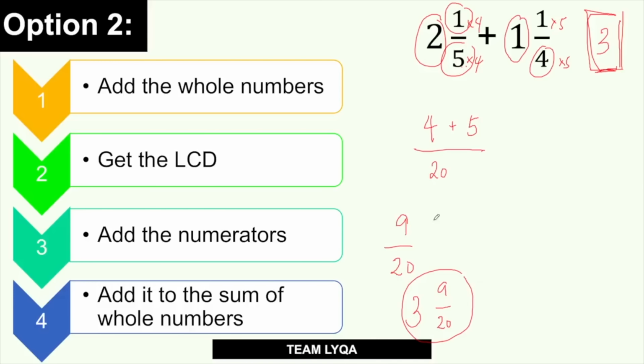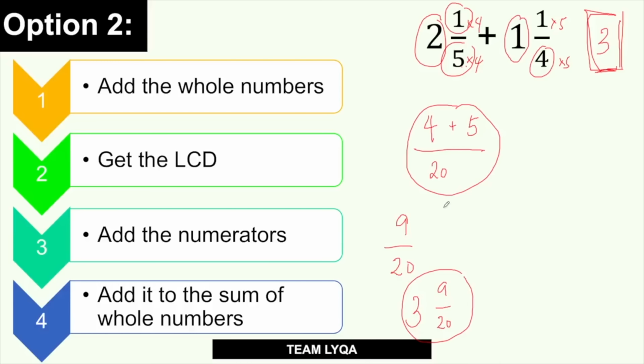Ngayon, bakit ko gusto tong method na to? Kasi, ako personally, I don't like dealing with big numbers, okay? Kasi kung kanina nakita ninyo, nag-deal tayo sa 11 times 4, nag-deal tayo ng 5 times 5, so, malalaki yung numbers na pinag-uusapan. Pero pag ginawa nyo to, if you notice, you keep it small. 4 plus 5 over 20 lang.